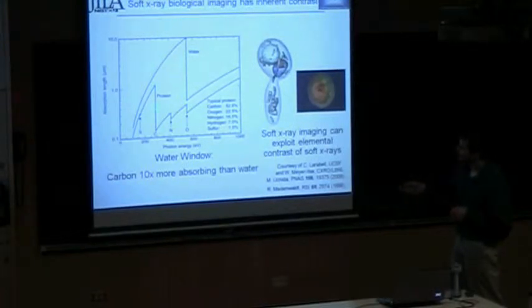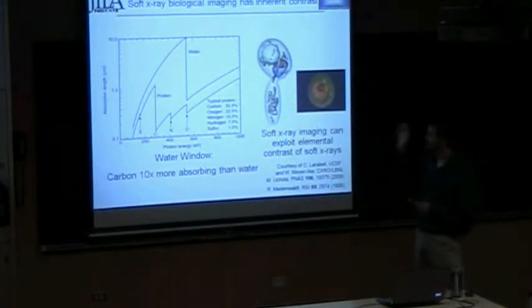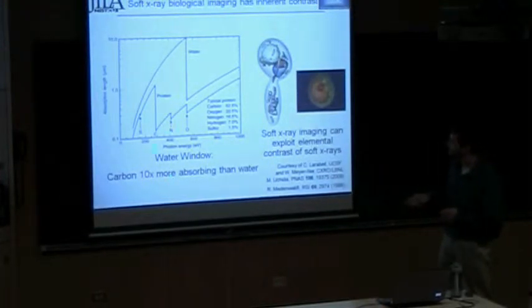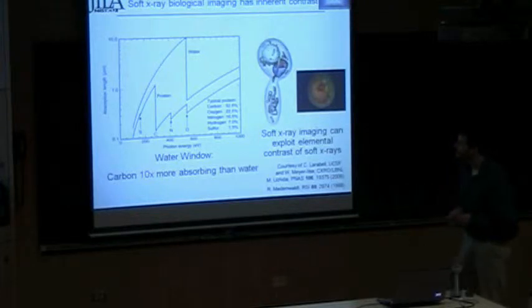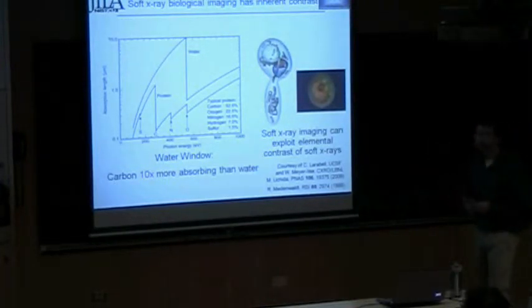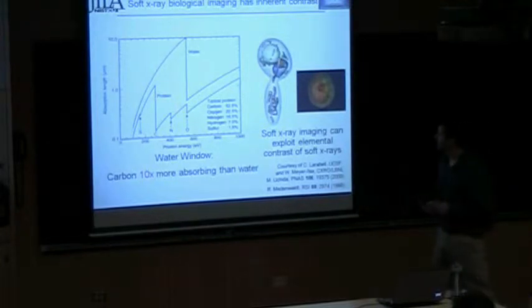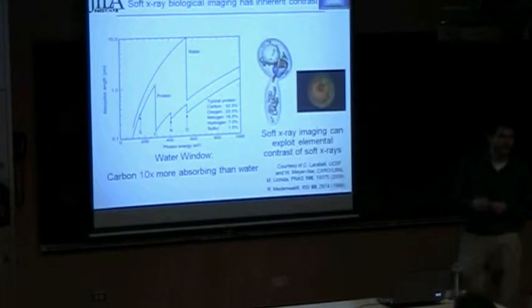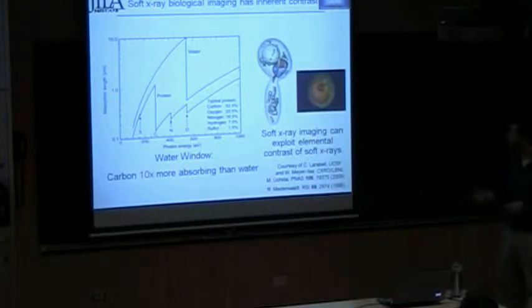And so carbon has a strong absorption edge right at 280 eV. And oxygen, the absorption edge of oxygen is out at 540 eV. So if you work between these two absorption edges, you see that water is quite a bit more transparent than carbon, and then also whatever else is in your proteins. So this gives you an inherent contrast mechanism to image things like biological cells.